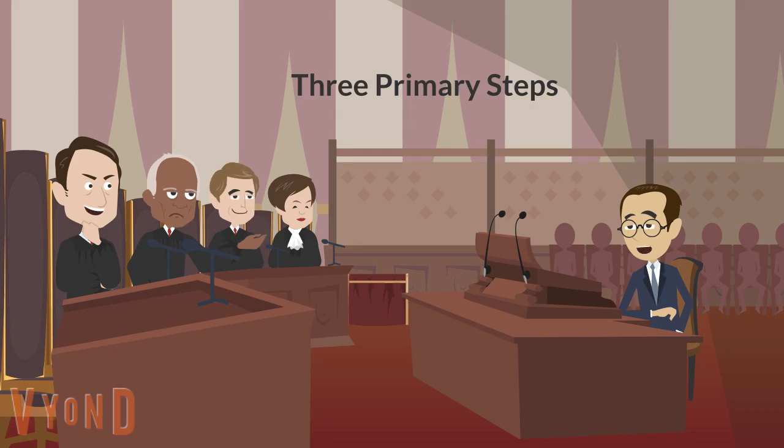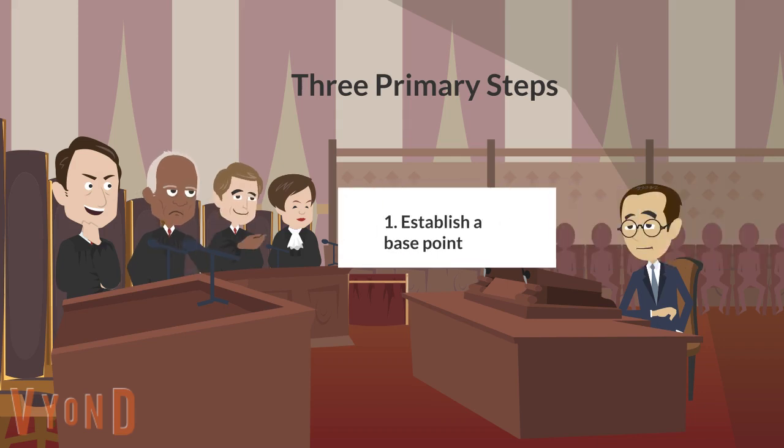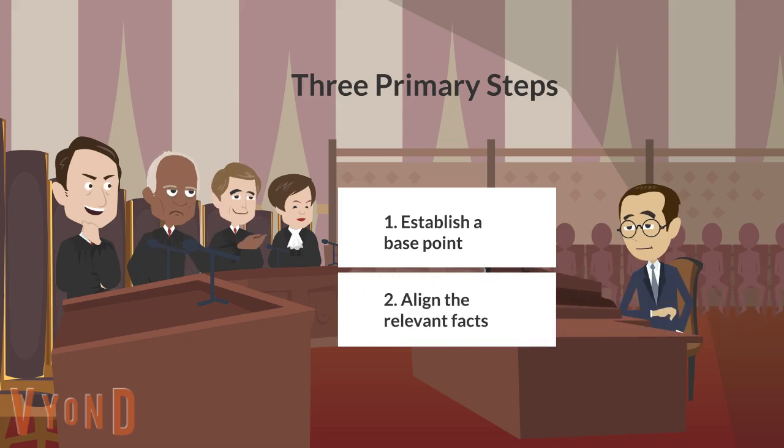Making an analogical or disanalogical argument requires three primary steps. First, a base point needs to be established. A base point consists of the relevant facts plus the desired outcome from the original case. Second, you should align the relevant facts in the original case in terms of their similarity, or analogous, and dissimilarity, or disanalogous, to the facts in the problem case. This will allow you to compare and contrast the two cases.